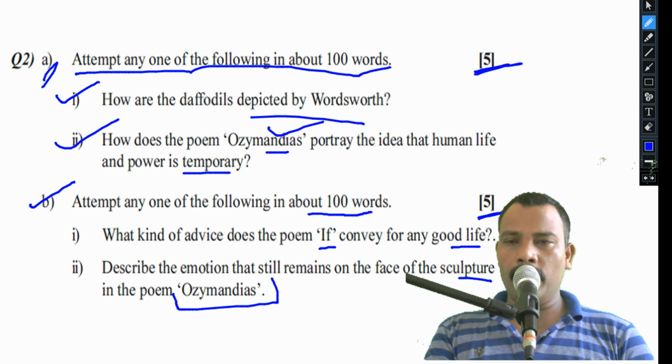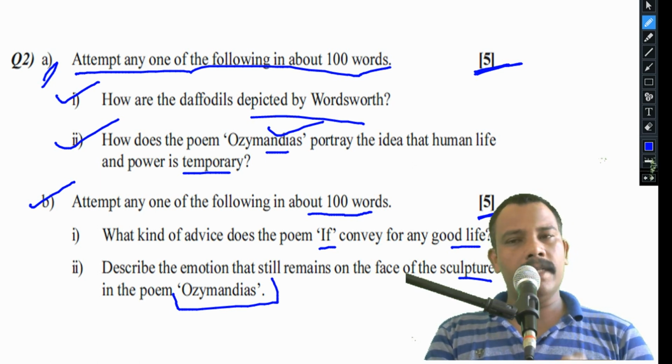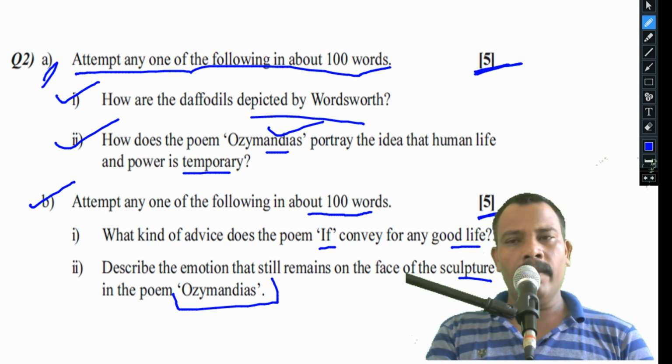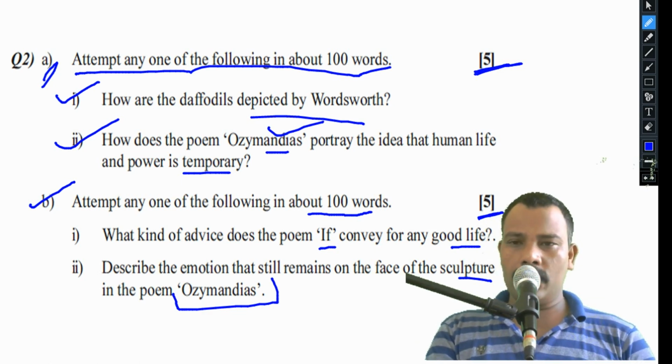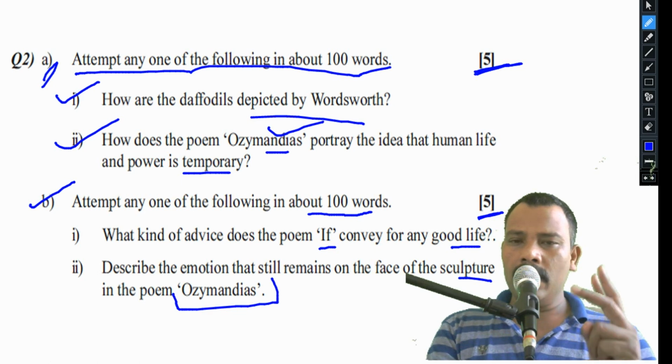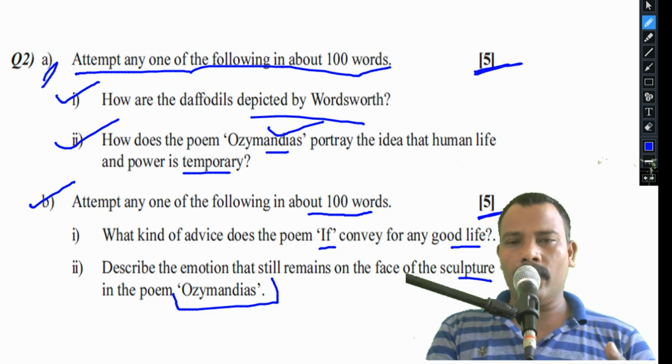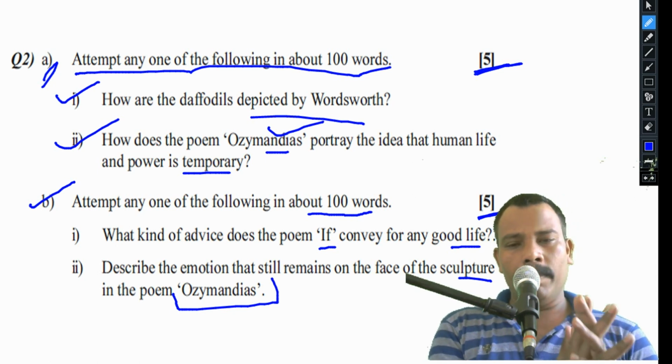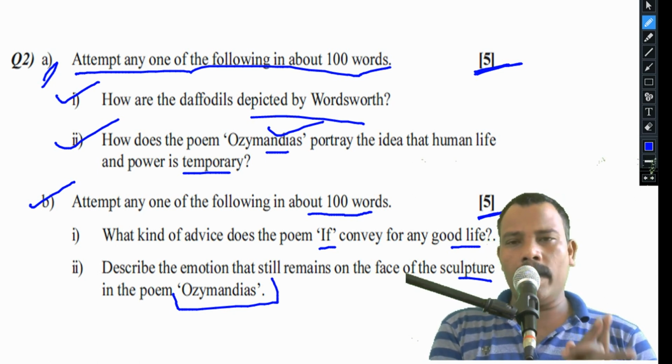Dear students, it means question number 2A and 2B are both based on which section? The poetry section. Question number 1 is based on the prose section, and question number 2, both A and B, is based on the poetry section. There are a total of 3 poems: one is "Daffodils" by William Wordsworth, second "Ozymandias" by P.B. Shelley, and third "If" by Rudyard Kipling.